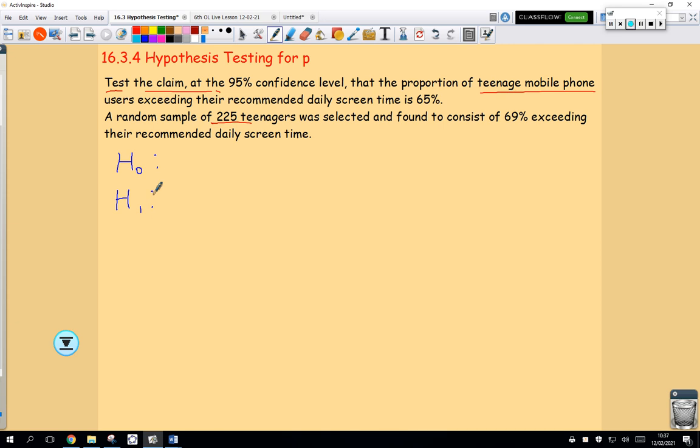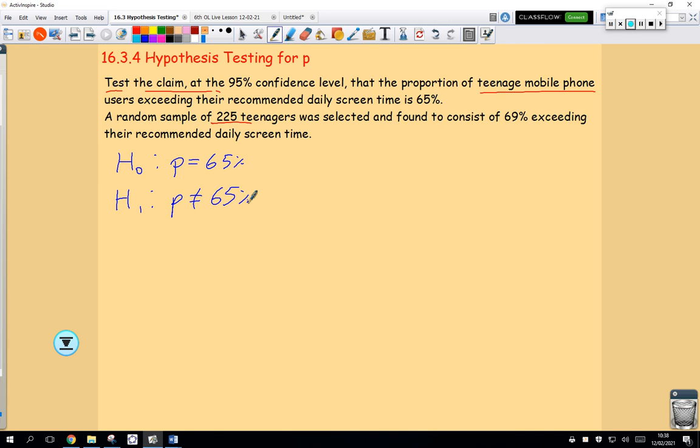The null hypothesis is the claim that is being made about the population. The claim is that the true population proportion of teenage mobile phone users exceeding their recommended daily screen time is 65%. So that the true population proportion is 65%, and I'm hoping you've already figured out what the alternative hypothesis is, that P is not 65%. We always write those two things down at the start.